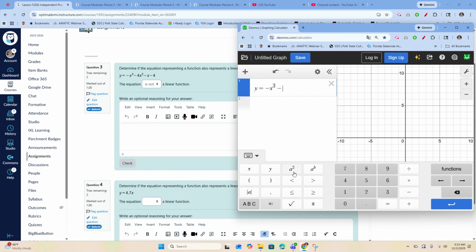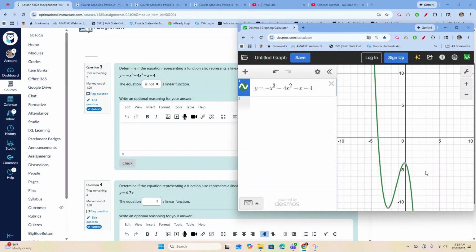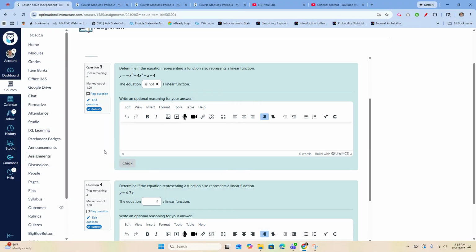minus 4x to the power of 2, minus x minus 4. And look at the graph. See, it's not a straight line. Okay, let's go to question number 4.